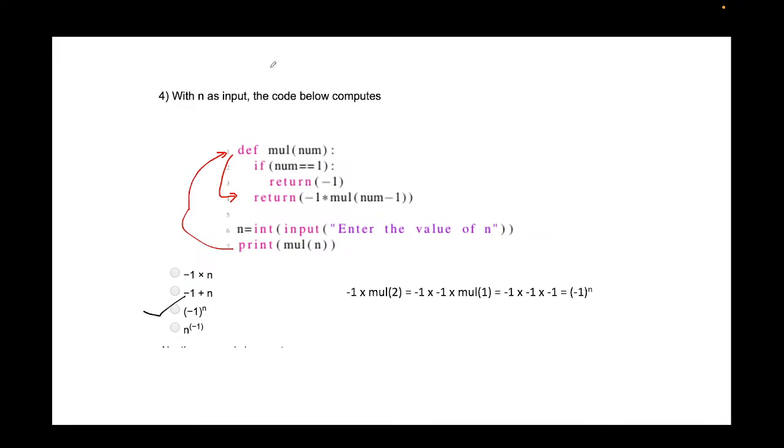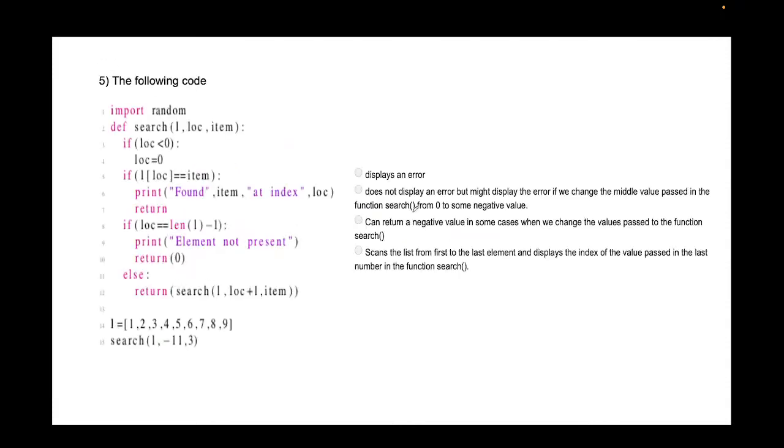So this is our anchor case, our base case, when num is equal to 1. Till then we have to recursively call that function. Our recursive case will be satisfied here, and the anchor case is mul of 1. Till then recursion proceeds. I hope that's clear to all of you. Now try question number 5.